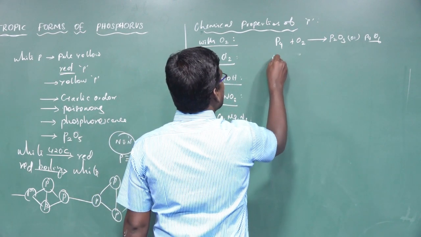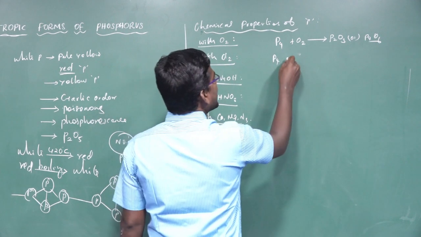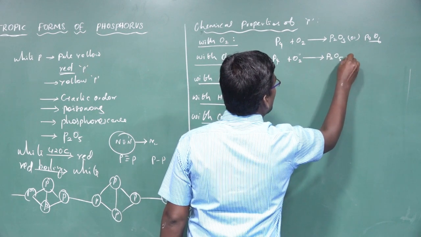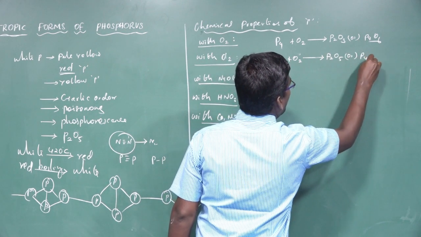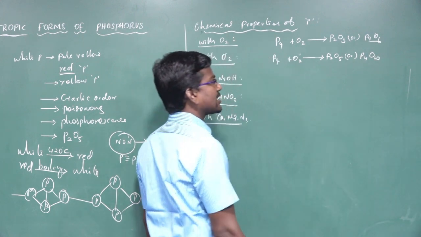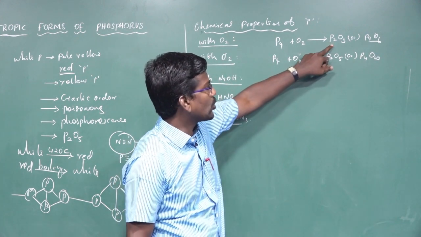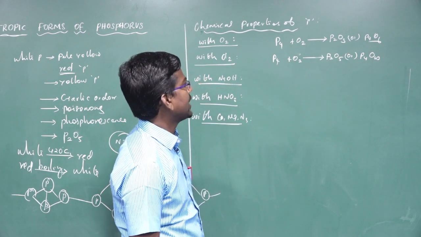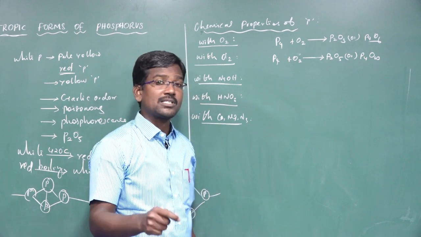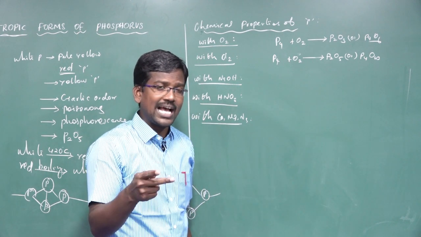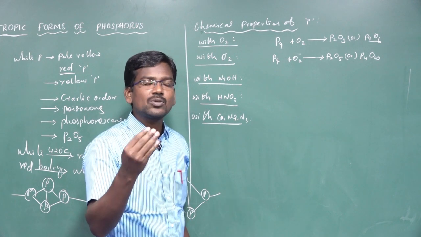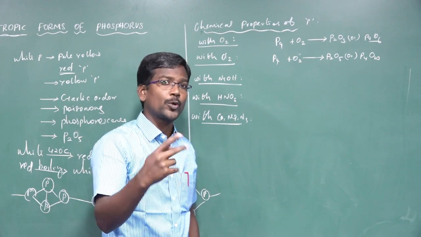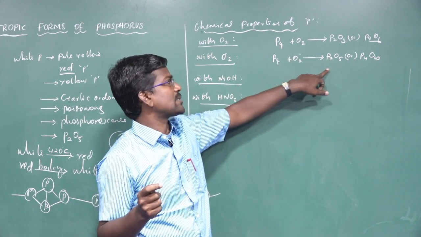Next, the phosphorus P4 burns in air to produce phosphorus pentoxide, P2O5 or P4O10. So phosphorus burns in air: phosphorus trioxide P2O3 or P4O6, phosphorus pentoxide P2O5 or P4O10. Especially yellow phosphorus readily catches fire and gives dense white fumes of phosphorus pentoxide only. But red phosphorus reacts with air upon heating to produce phosphorus trioxide as well as phosphorus pentoxide.